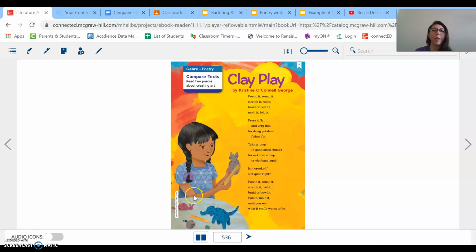Okay, I'm going to read the poem Clay Play aloud to you. While I do it, I want you to think about what kind of rhythm you hear. Does it make it sound kind of like a song?